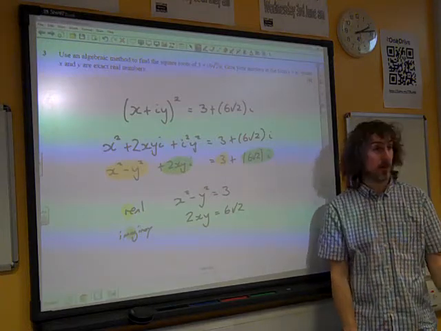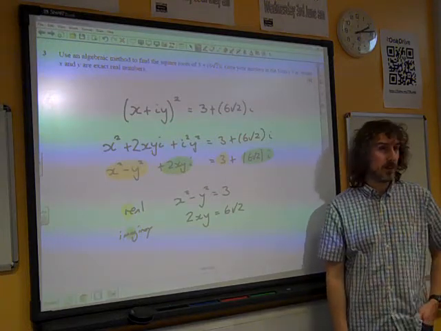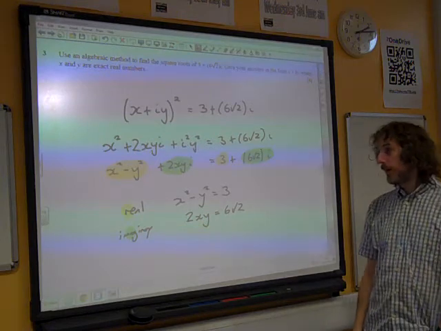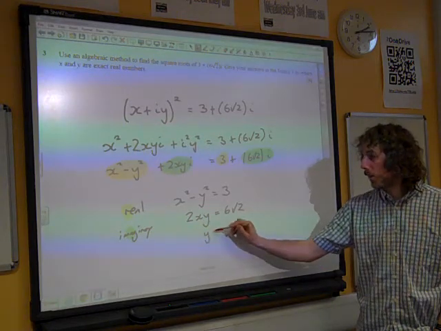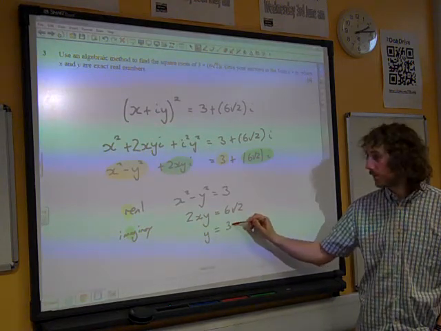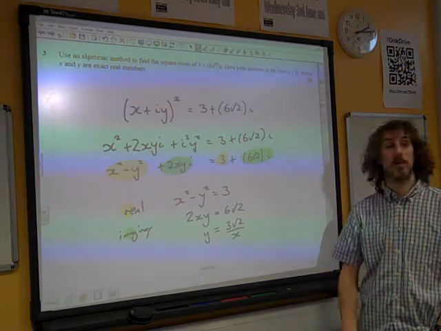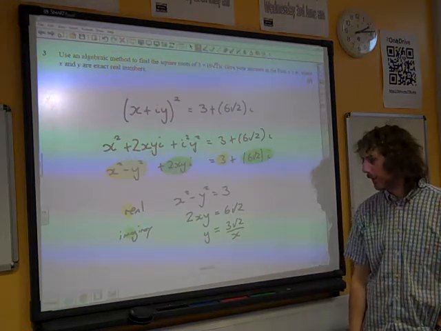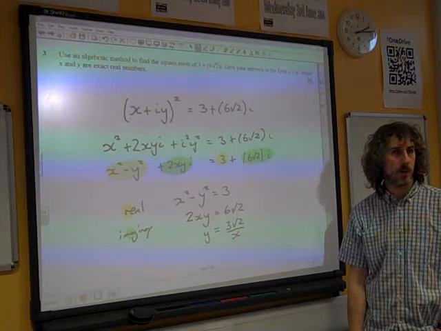But we've just got simultaneous equations to solve now. They're not the nicest of simultaneous equations. But we're going to say from this one that y equals 3 root 2 over x. I think that's right, isn't it? If we divide both sides by 2x.